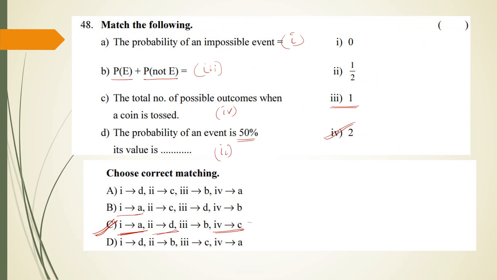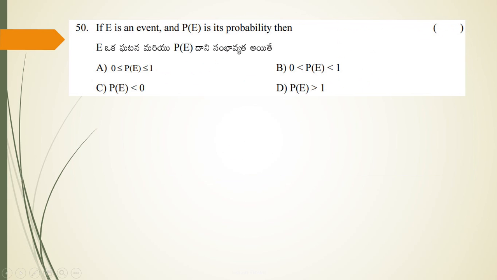Next, moving on to question number 50. If E is an event, then P of E is its probability. Then what do we know? Probability of any event lies between 0 and 1, and it is 0 if it is an impossible event, and 1 if it is a sure event, right? These are the model questions that were asked in the model paper, so the question paper will be a little familiar to this, right?